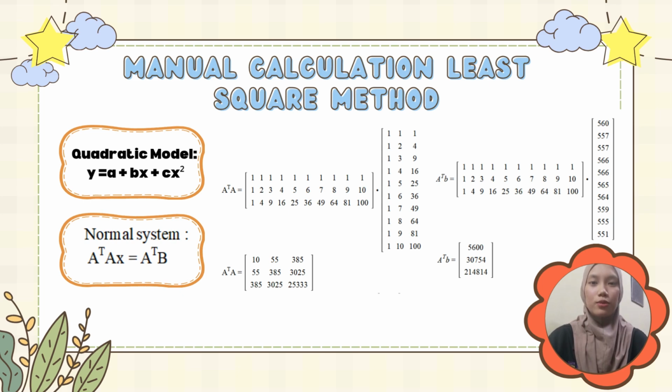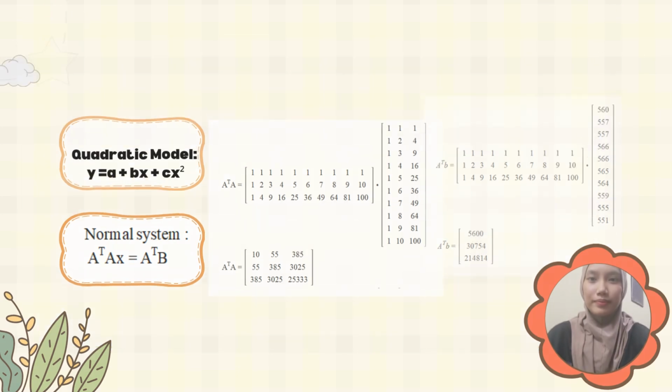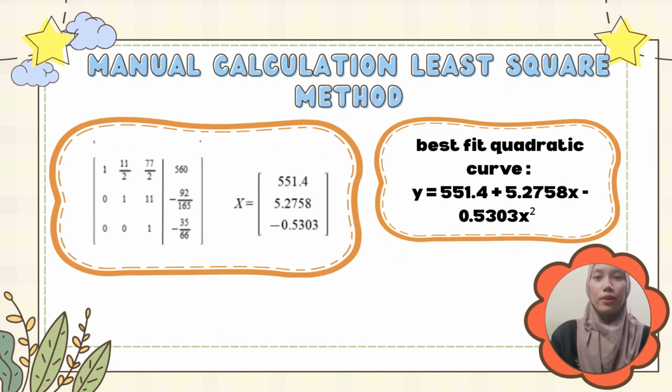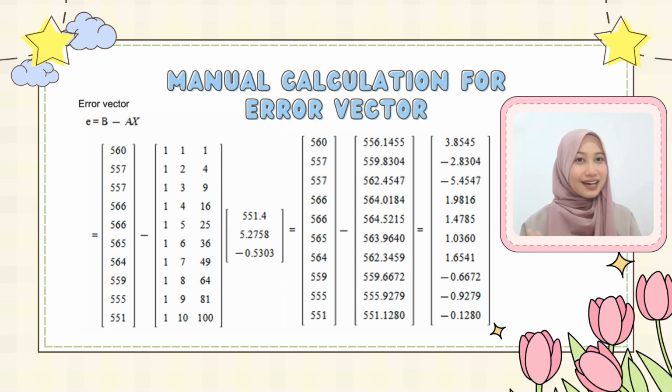First, we compute A transpose A and A transpose B, and we can see the answer here. Next, for manual calculation, we use Gaussian elimination to reduce to row echelon form to find the best fit curve. And we find the best fit quadratic curve is y equals 551.4 plus 5.2758x minus 0.5303x squared.